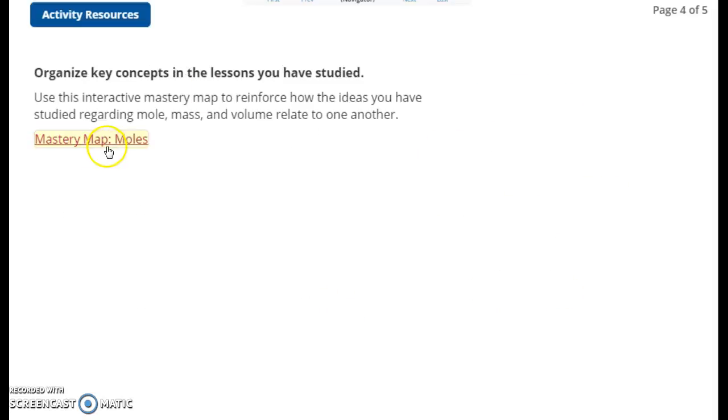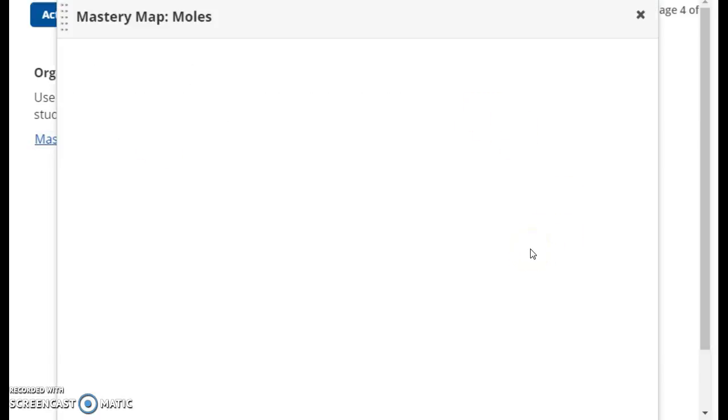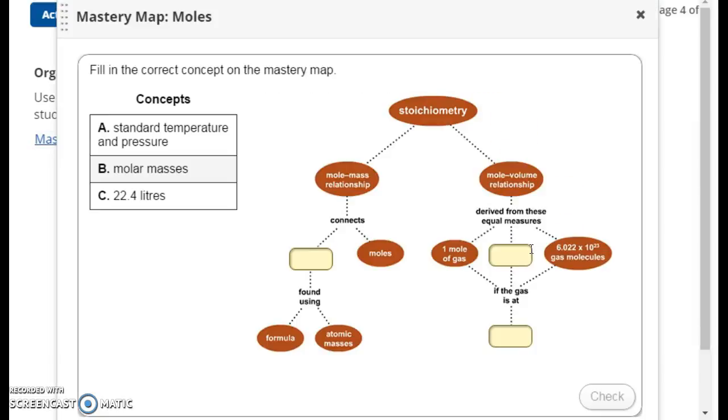All right. So we have our mastery map. So go ahead and hit pause and figure out where everything needs to go.